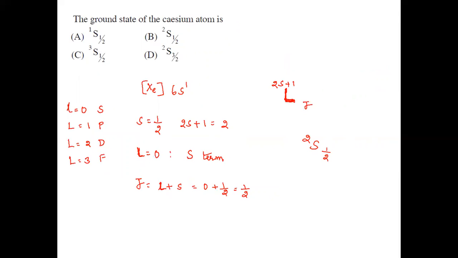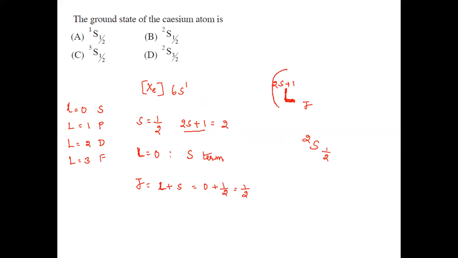The next problem is the ground state of the cesium atom. The electronic configuration of cesium can be written as [Xe] 6s1. The ground state term symbols are calculated only from the unpaired electrons. So we have only one unpaired electron, present in the s orbital, whose L value is equal to 0. So we have only one electron whose spin is 1/2, and the spin multiplicity 2S plus 1 is equal to 2, and the electron is in the s orbital, so the L value is 0. If the L value is 0, it is an S term.